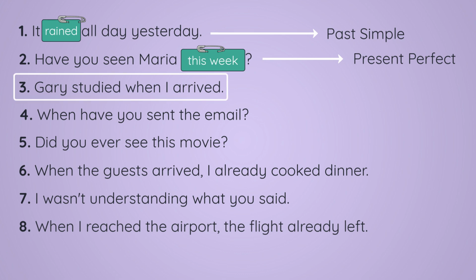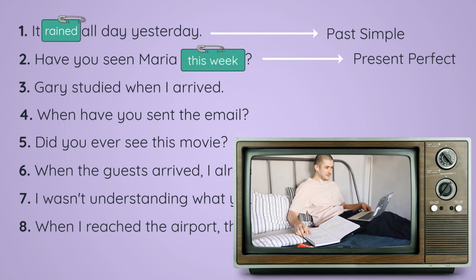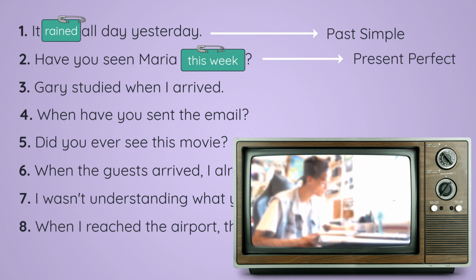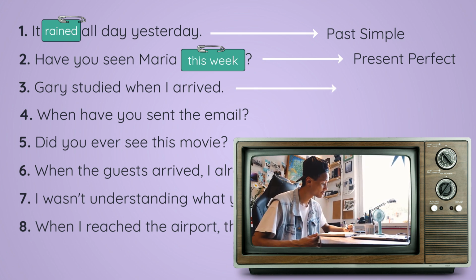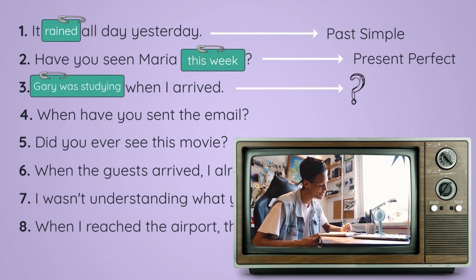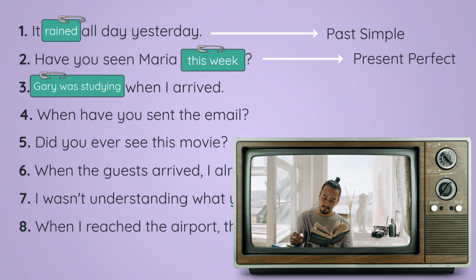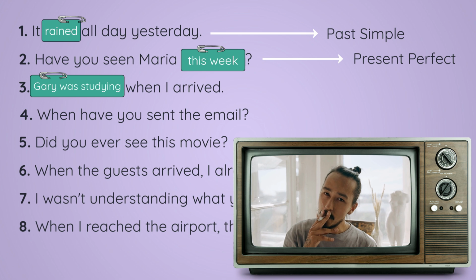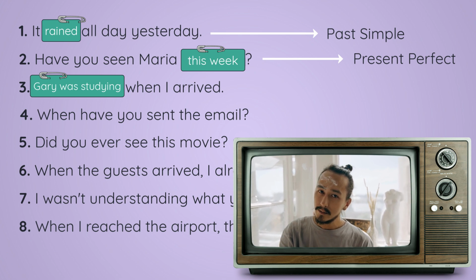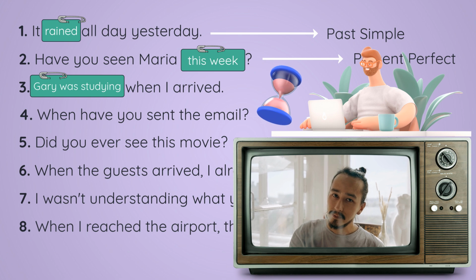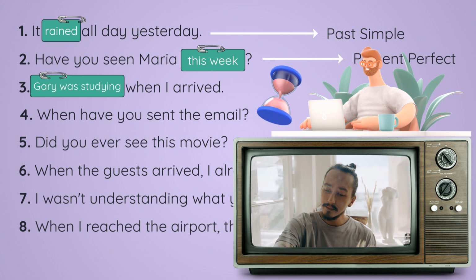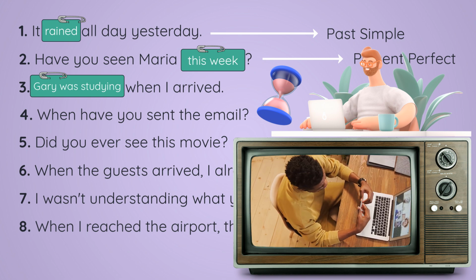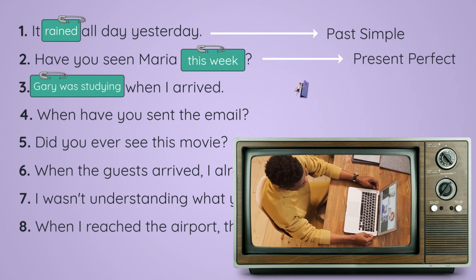Next, Gary started when I arrived. What's wrong there? There's a little mistake there, and it's here. Okay? This should be Gary was starting when I arrived. Now, was starting is past continuous. So why do we need past continuous there? Because the action of starting takes some time, right? It doesn't happen in 1 second. So he was starting and starting and starting, and then in the middle of this starting, I arrived.